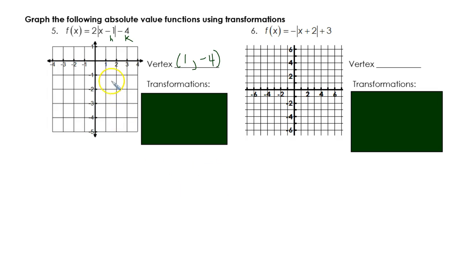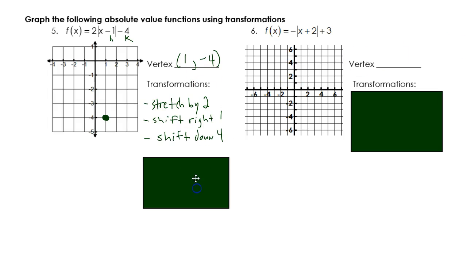So let's put a dot at 1, -4, way down here. Now, this is our vertex. Let's think about the transformations and what that means on the graph. All right, we have this 2 here, and that 2 in front is going to be a stretch by a factor of 2. We also have a shift right from inside here, shift right 1. And we already have shifted the vertex right 1 by knowing where the vertex was. And a shift down 4, we've already shifted it down 4.